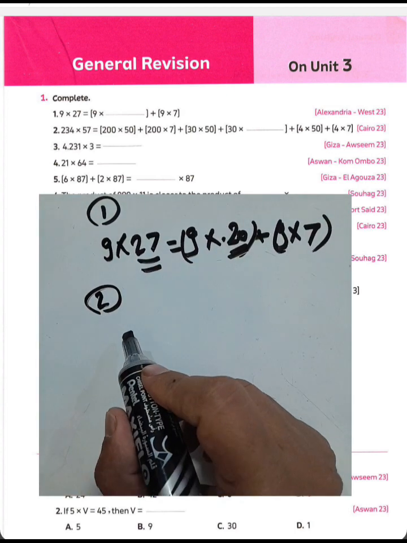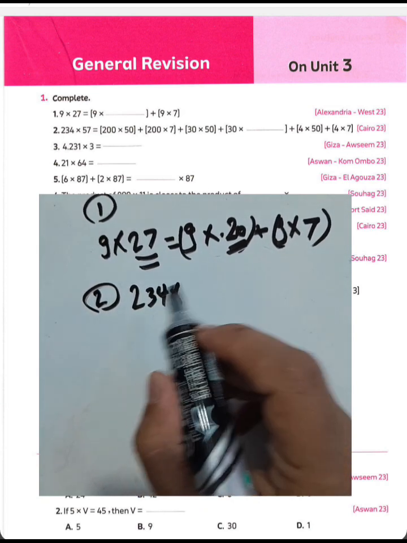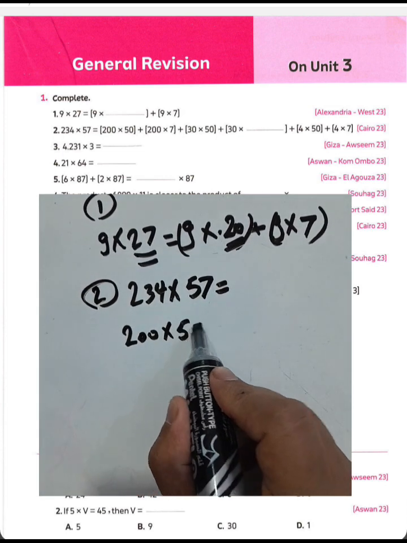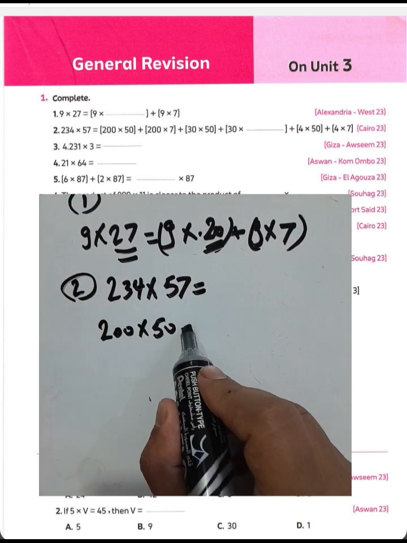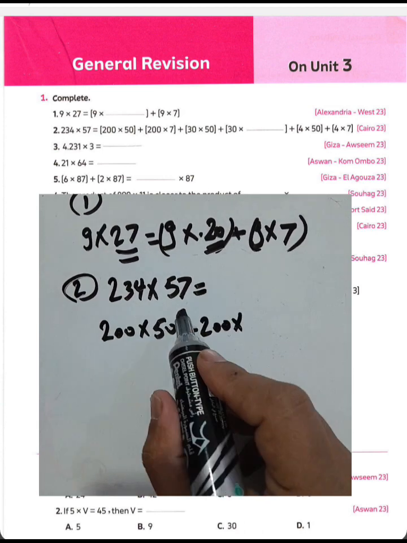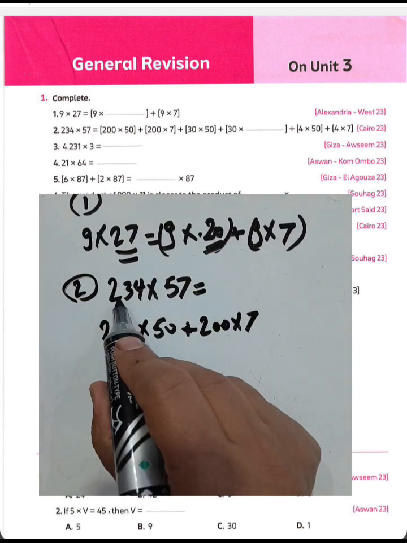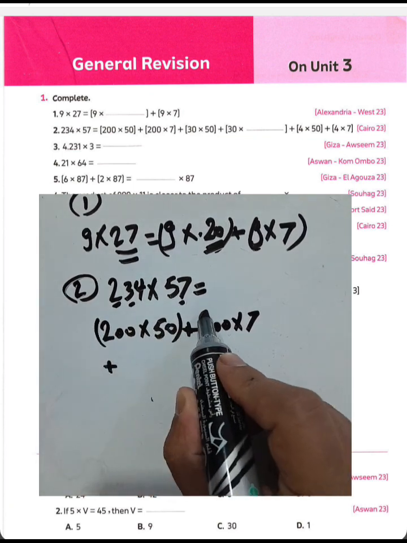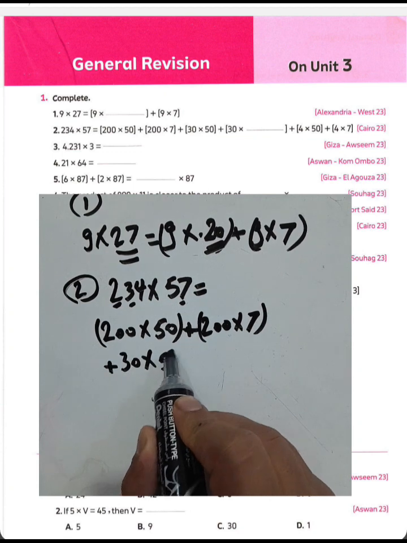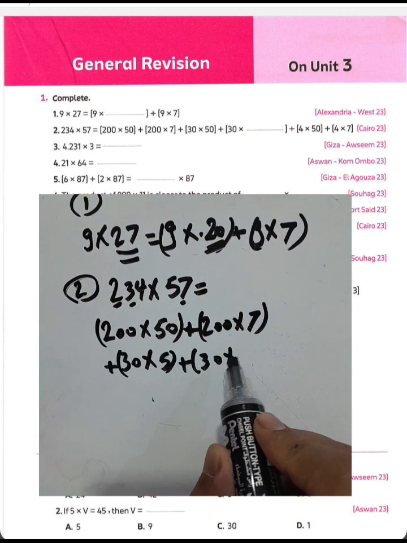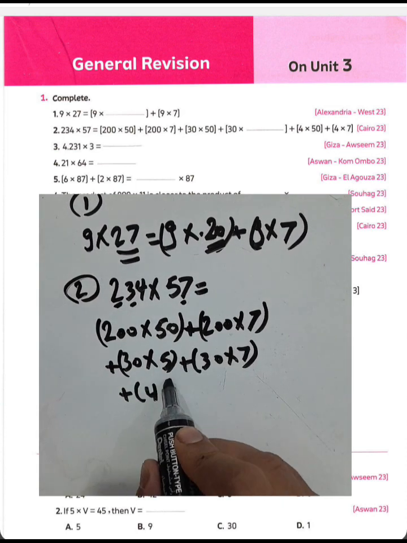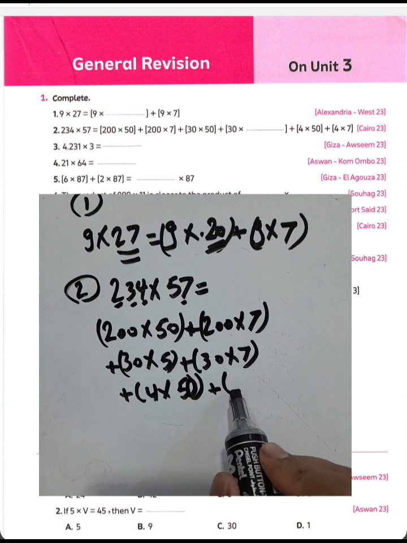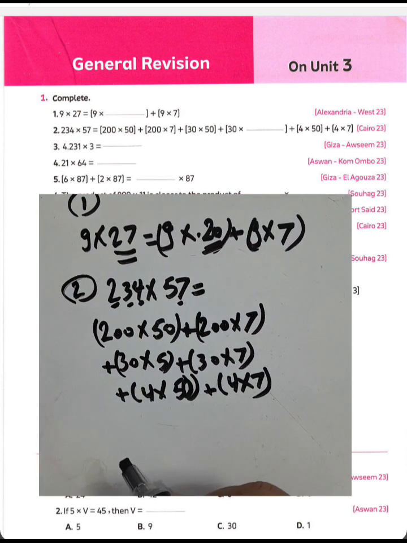Question number 2. 234 times 57 equals 200 times 50 plus 200 times 7, plus parentheses 30 times 50 and 30 times 7, and 4 times 50 and 4 times 7.